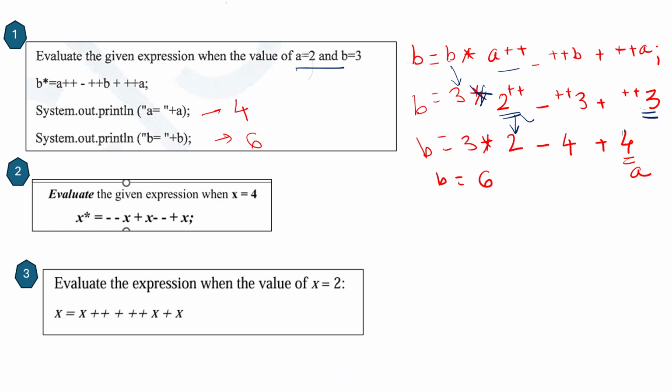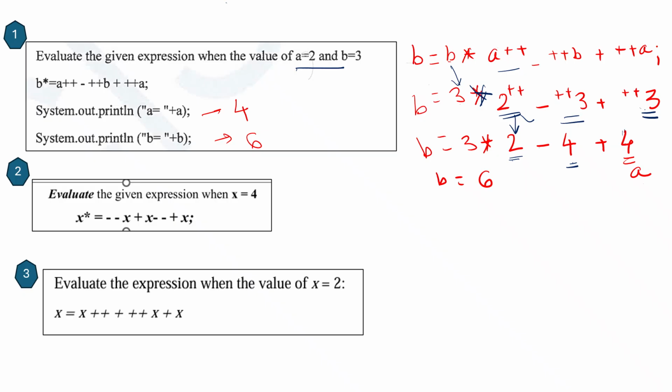Now calculate B. Here B is 3. A++ multiplied, because it is a post increment, it will not increment, it will remain 2 as it is. Then here B is ++3, that means immediately it will become 4, and ++A will become 4. So what is my B? The minus 4 and plus 4 will get cancelled. B will become 3 into 2, so it will print B as 6 and A as 4.